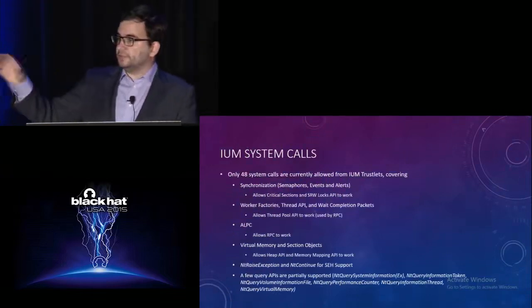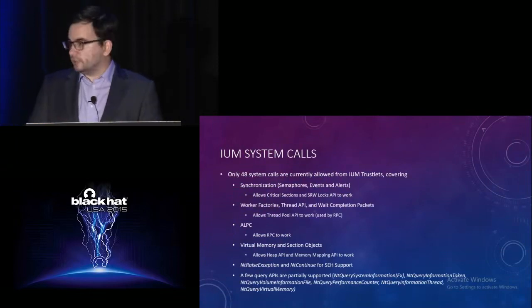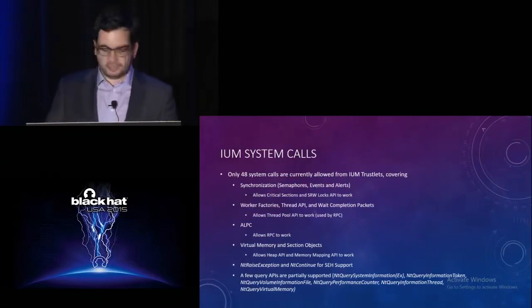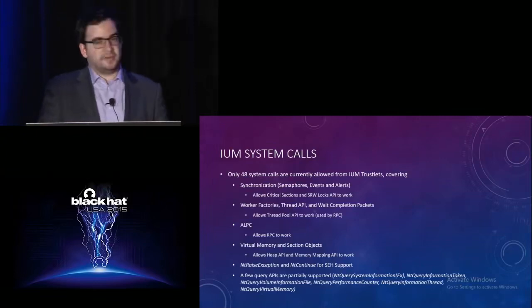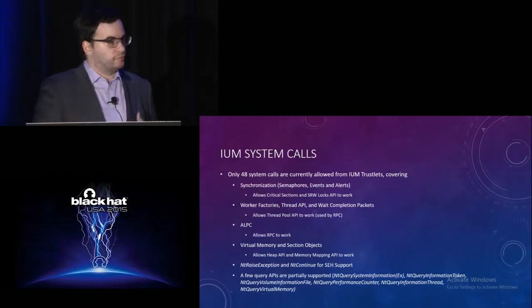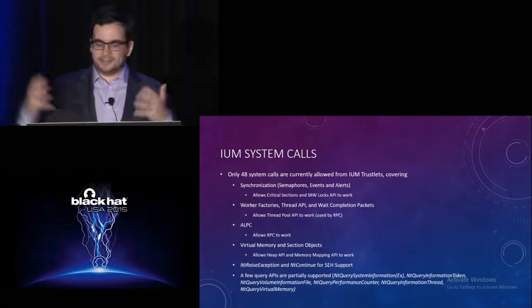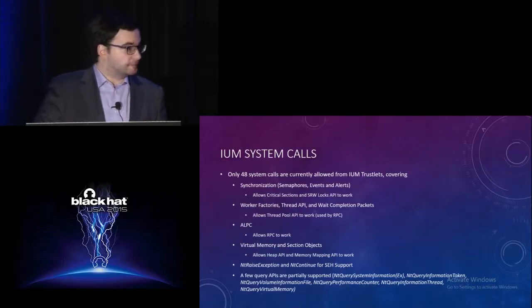Now, outside of those specific SKM system calls, obviously, trustlets are normal Windows code. So they're going to be calling things like create event, create file, the standard APIs you might have. The standard APIs then are converted to system calls. But SKM only allows you to do 48 of the 2,000 system calls that the kernel has. There's some synchronization APIs that are allowed, semaphores, events, and alerts, which allow critical sections to work in user mode, for example. There's no mutexes.